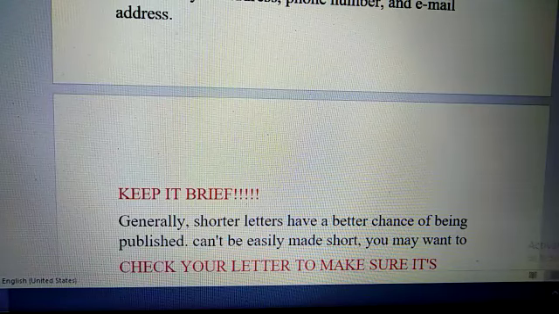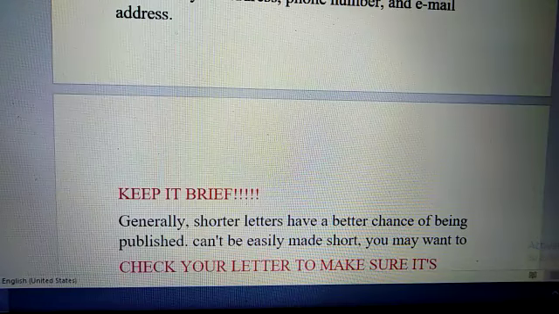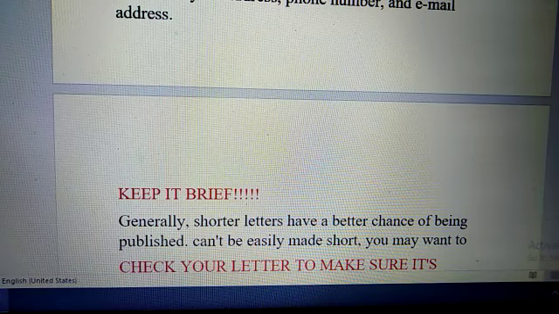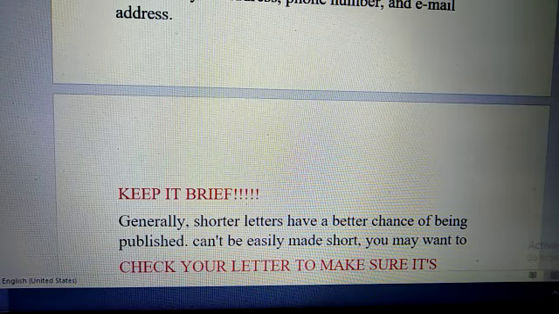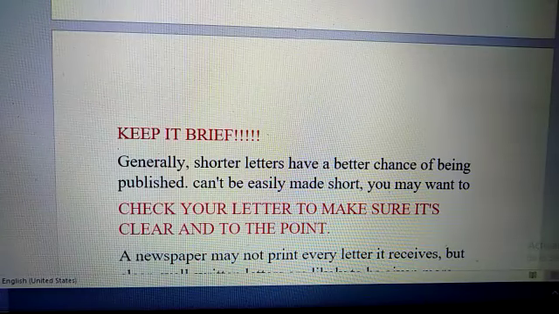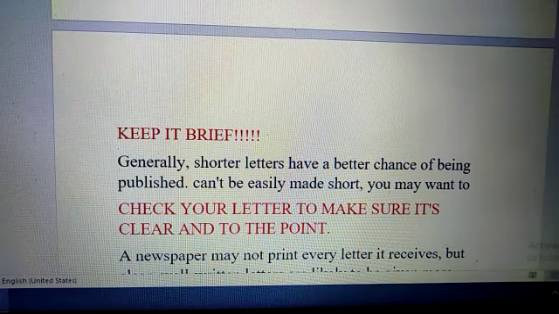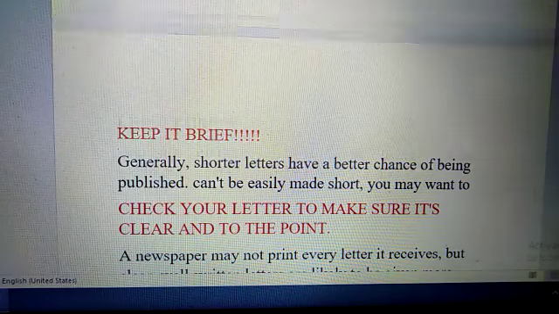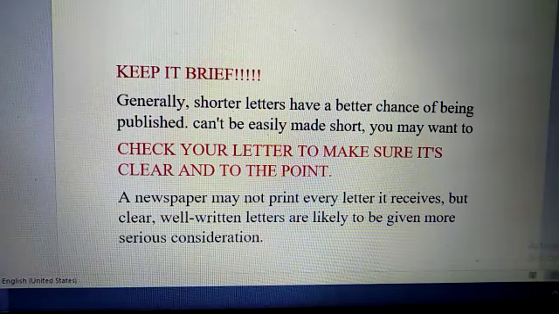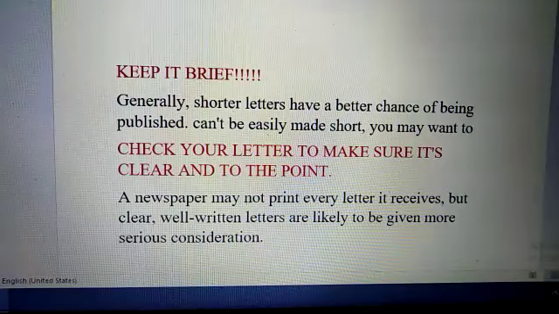Then you keep it brief. Generally, shorter letters have a better chance of being published. Most of the time people are bored with reading long texts and long letters. So you may want to check your letter to make sure that it's clear and to the point. Be brief and be concise. A newspaper may not print every letter it receives, but only those letters which are clear and well written, and they are likely to have more chances and more consideration.